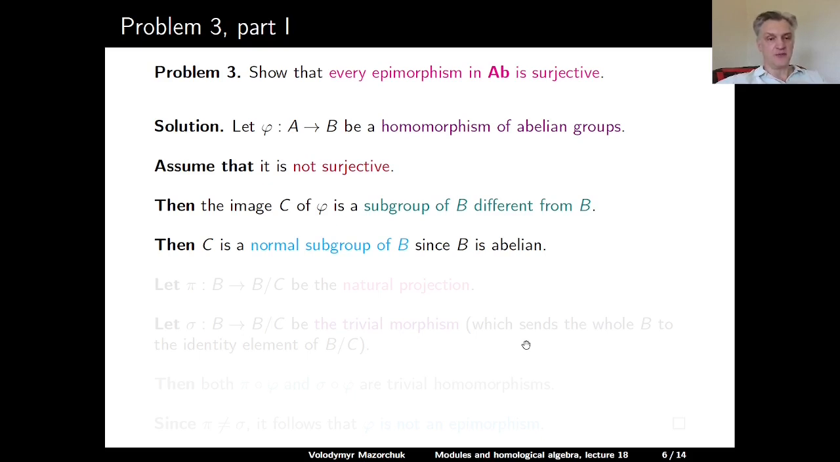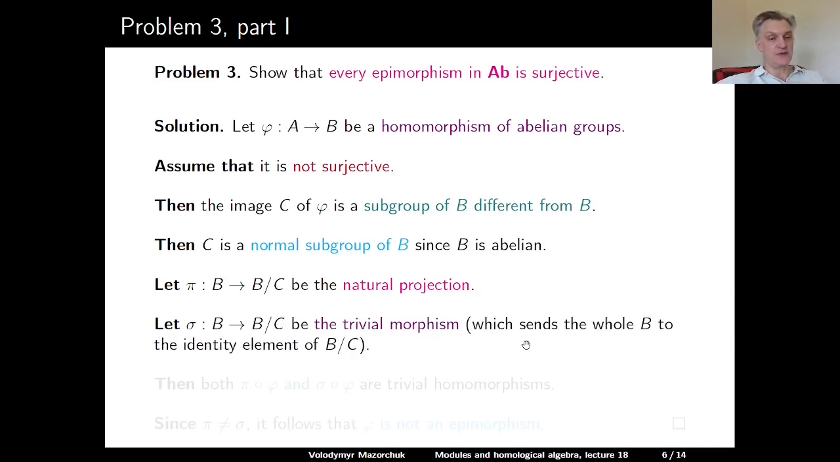We work in the category of abelian groups. And now we can consider two different homomorphisms from B to the quotient of B modulo C. Let us denote by pi the natural projection, so this is a surjective homomorphism from B to B modulo C. And then we have the trivial morphism, which we denote by sigma, and this is a homomorphism from B to B modulo C, which sends all elements in B to the identity element in B modulo C. Clearly, pi is different from sigma because B modulo C is different from the identity group.